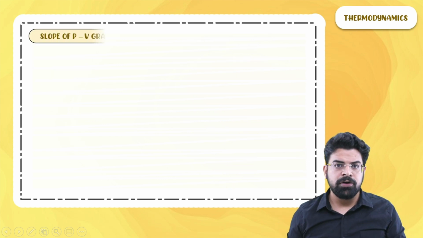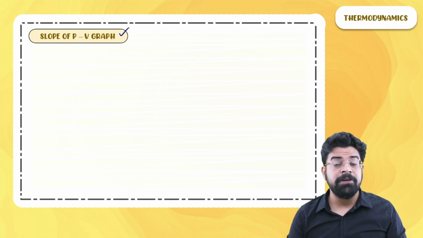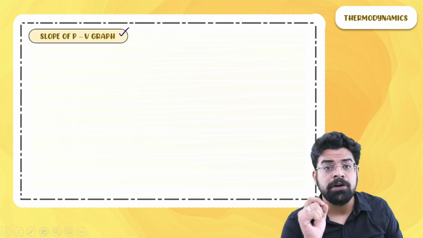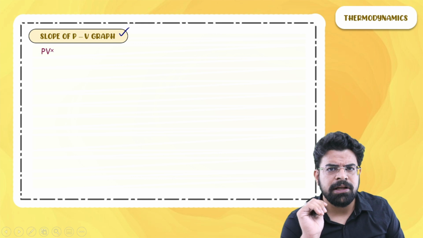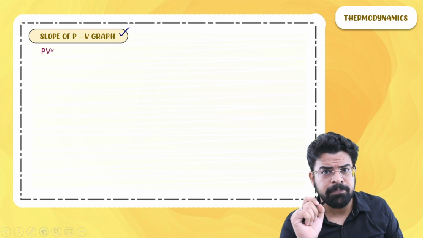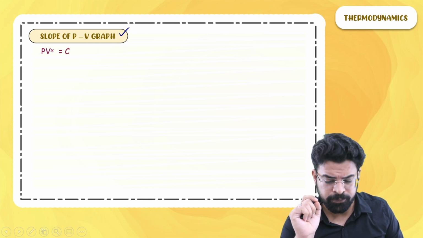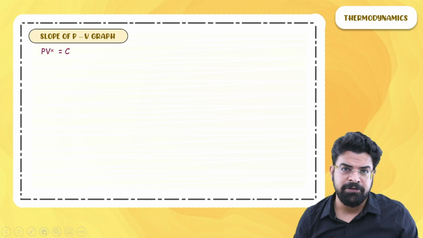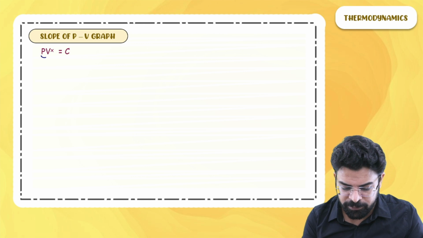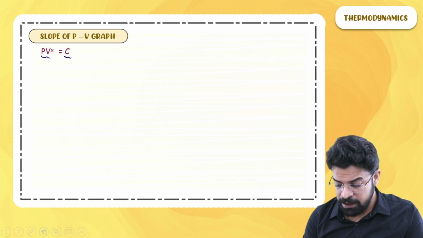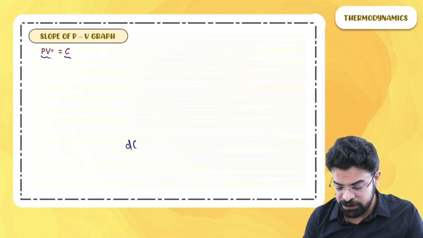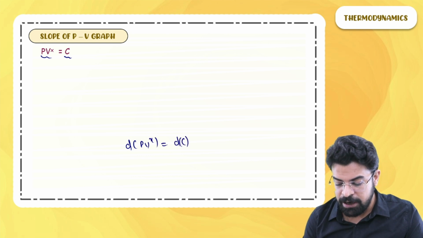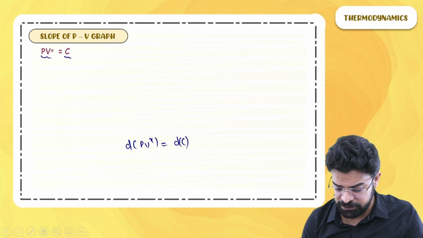So now we will talk about the slope of PV graph for a polytropic process. We know that the equation of polytropic process is given by PV raised to the power of x equals constant, and the slope of PV graph is given by dP by dV. So as to get dP by dV from here, we need to differentiate both the sides. When we differentiate both the sides, we say differentiation of PV raised to the power of x equals differentiation of constant. And we all know what is the differentiation of constant, 0.